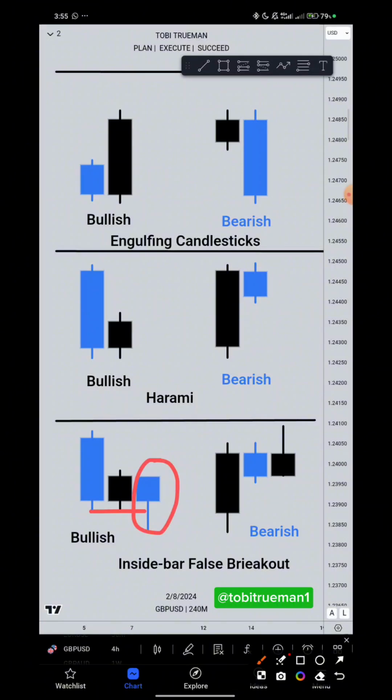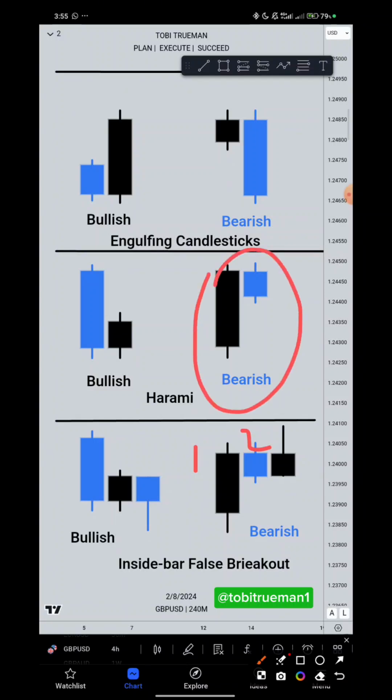The same thing goes for the bearish inside bar false breakout, where we have number 1 and number 2, just like the bearish Harami. Then price is trying to invalidate it by giving us a shooting star candlestick. Number 3 candlestick will now be a shooting star, where the wick of the shooting star takes out the high point of number 1 candlestick and number 2 candlestick. With this, we know that this is a bearish inside bar false breakout.